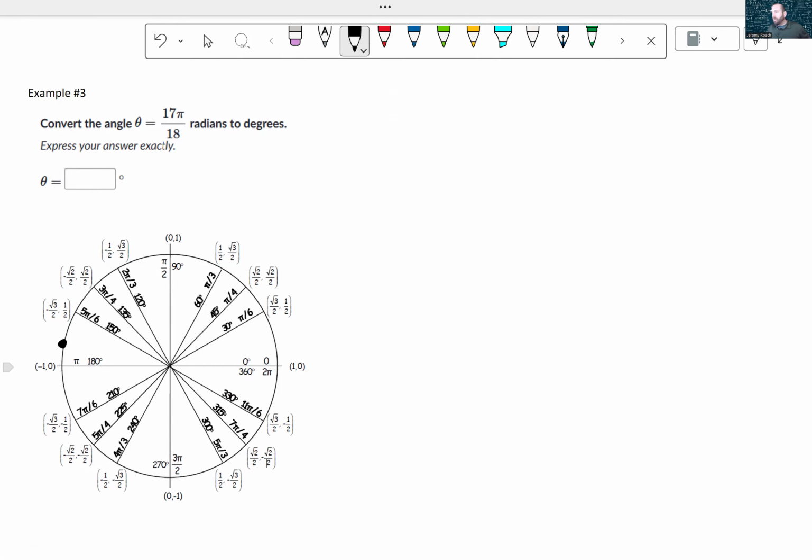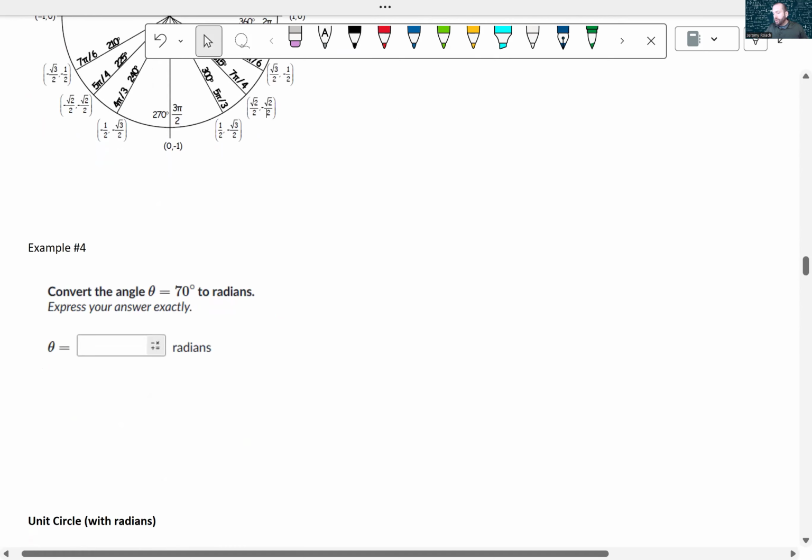Now I'm going to show you the quicker way to do this. Instead of doing 180 over pi, you can directly just plug in 180 degrees for pi. So you can say 17 times 180 over 18. And this is the shortcut method for converting degrees, or excuse me, radians to degrees. 17 times 180 is 3060, and we're going to divide that by 18. And we get 170 degrees. So that's our shortcut method for these.